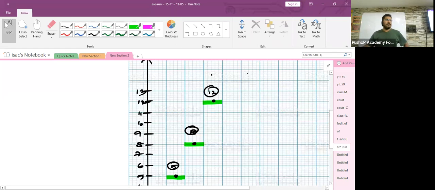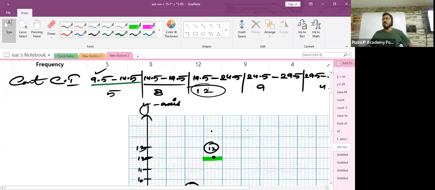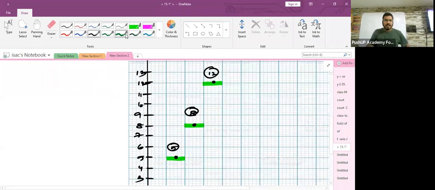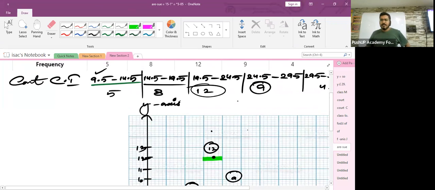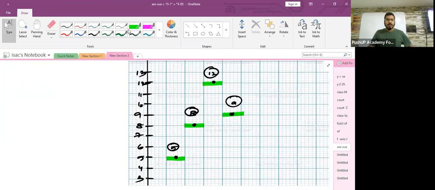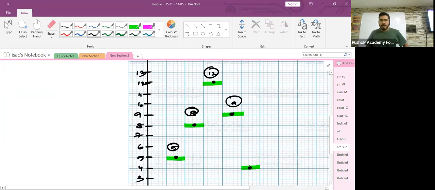The next class interval is what? 24.5 to 29.5, and the frequency is what? 9. So children, where is 9? 9 is over here. And where is the midpoint? Over here. Plotted it. Okay. The last one is what? 4. The last one is 4. So where is 4? 4 is over here. And the midpoint is over here.